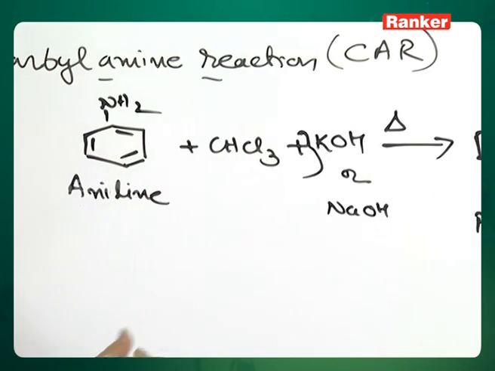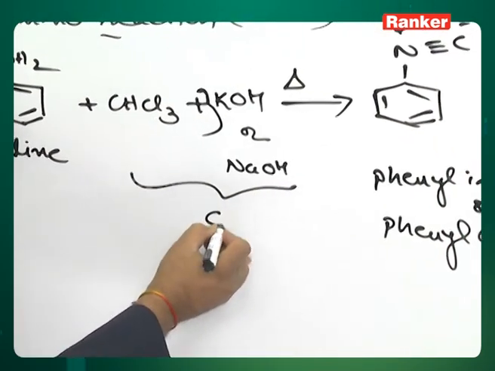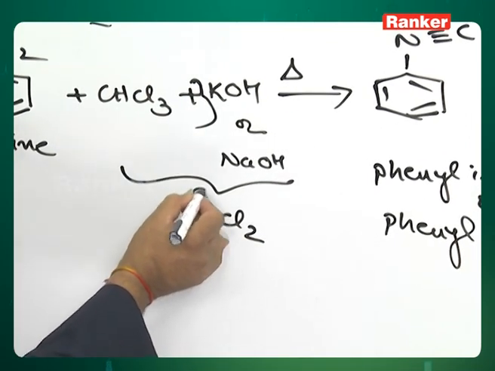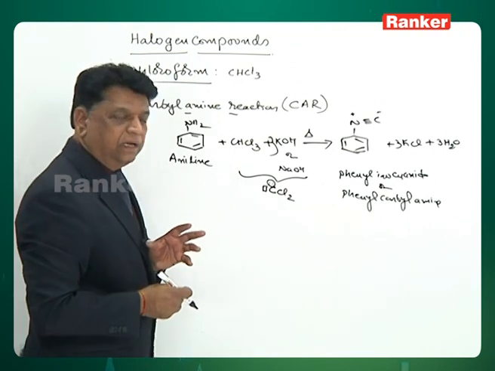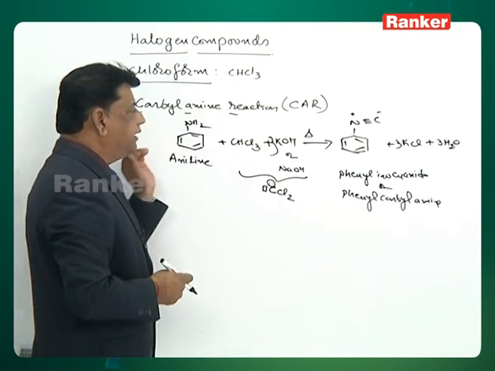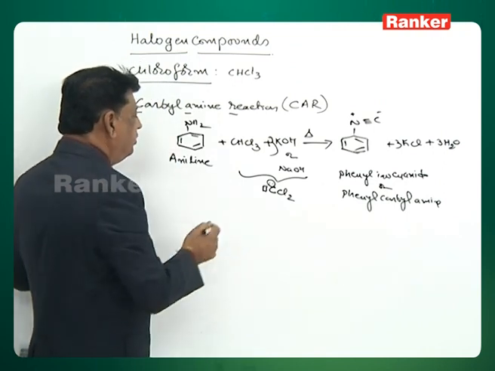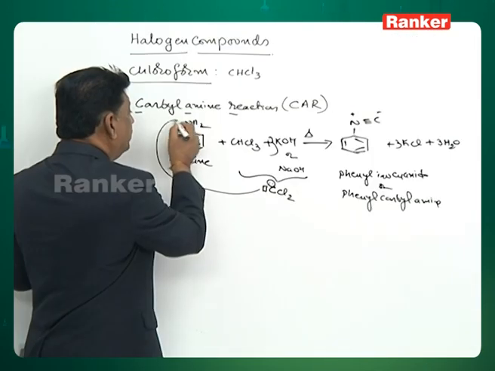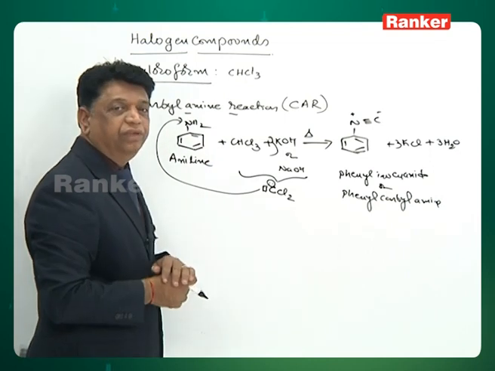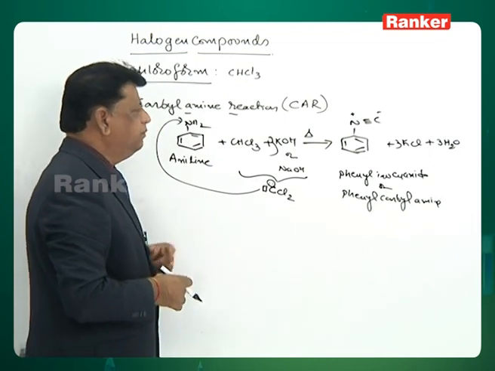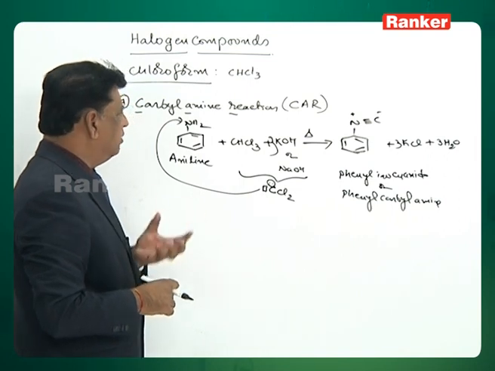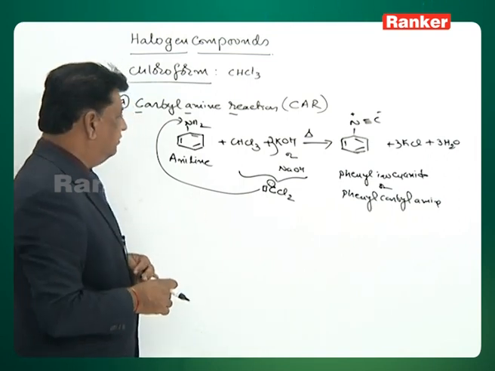In this case also, these two will generate CCl2, a species with a vacant orbital and a lone pair, called dichlorocarbene. It will be the attacking species as an electrophile, but it is not attacking on the ring, it is attacking on the nitrogen. Therefore, this type of compound is formed. The mechanism is not that difficult. Relatively, when compared with the Reimer-Tiemann reaction, it is somewhat simple.